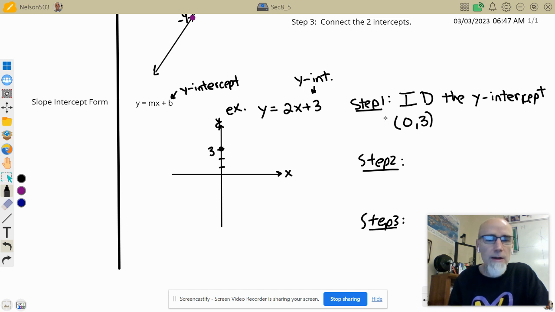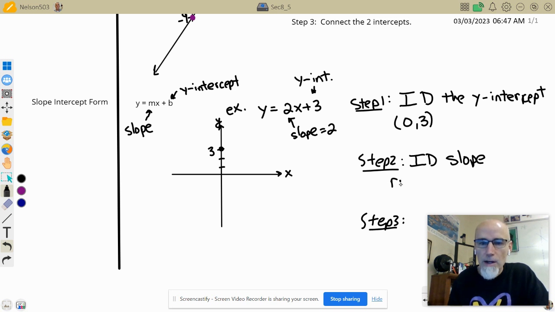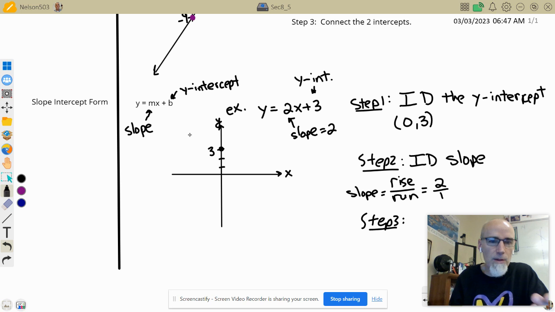So that's step 1. Step 2 is to ID the slope. Okay, where the heck is the slope? The m is a constant. It's a letter that's representing a constant known as the slope. So this guy right here is our slope. So slope equals 2. That means that rise over run, which you guys remember is the slope, is equal to 2 over 1. That's the same as 2, right?